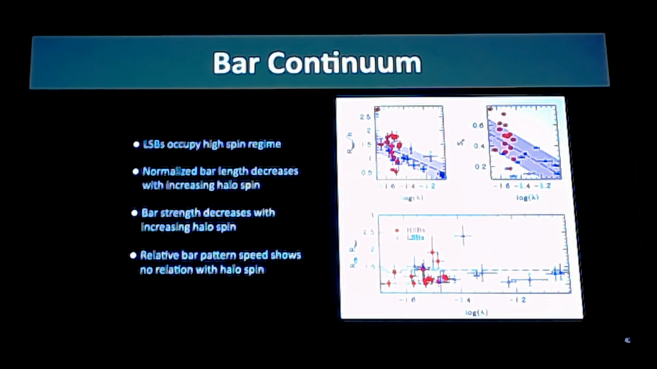We do not find a relation between halo spin and relative bar pattern speed, which in the current context possibly makes sense. Again, for the high spin halo, you are, in a sense, keeping the bar fast over time. The only other explanation is, again, that we happen to be finding all these galaxies the second after they formed, which is extremely unlikely.